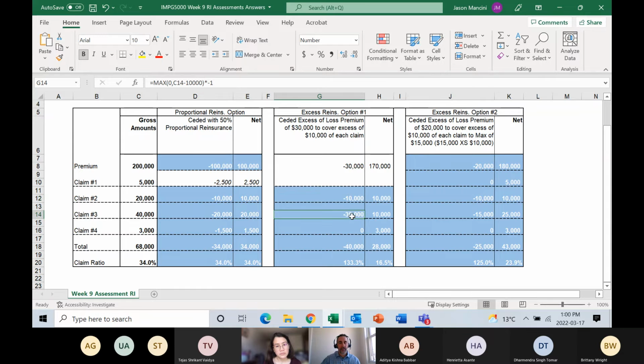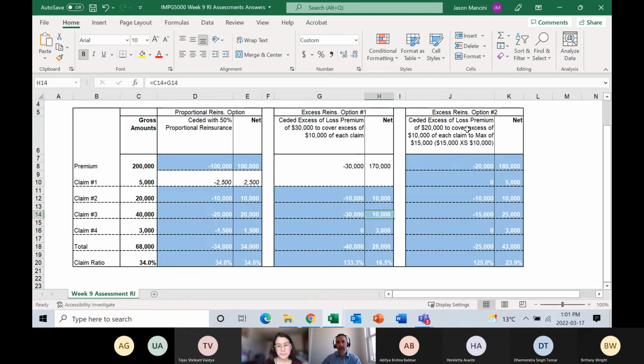So same idea for the 40,000. How much of the 40 is over 10? So if we have 10 we keep, that means 30 is in excess of the 10. So we're going to reinsure 30,000. Company keeps 10, insure 30, that gets to the 40,000 of claim. Our net amount is our gross less the ceded. Our net in this case should never be in excess of 10, because anything over 10 is being reinsured under this reinsurance agreement.